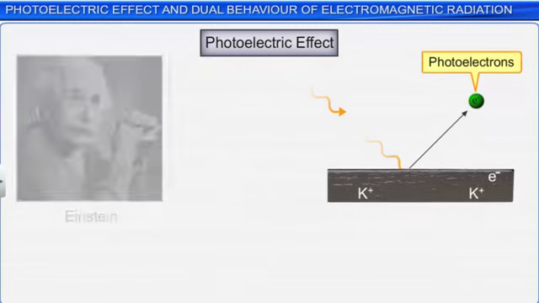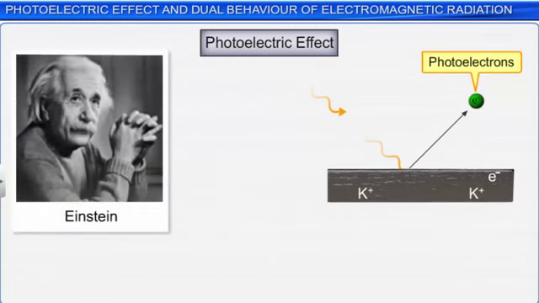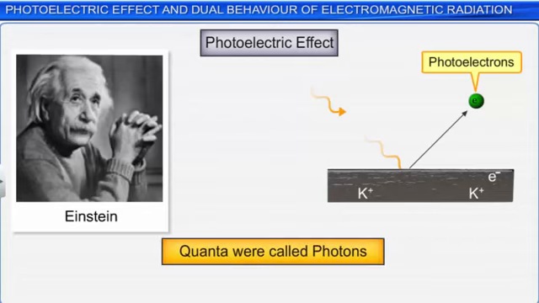Einstein explained these observations of the photoelectric effect, for which he received the Nobel Prize in 1921. He took into account Planck's quantum theory of electromagnetic radiation to explain the photoelectric effect. Note that the quanta were called photons by Einstein.